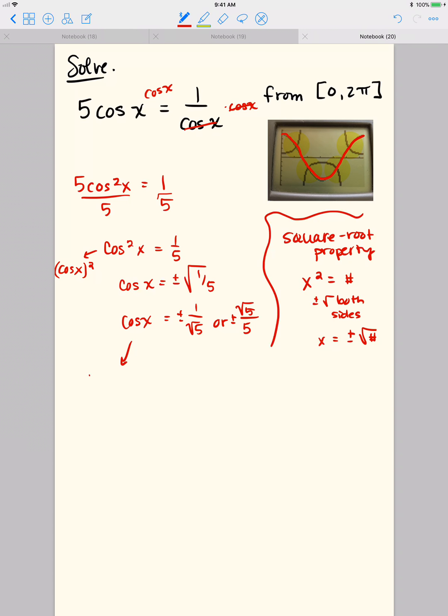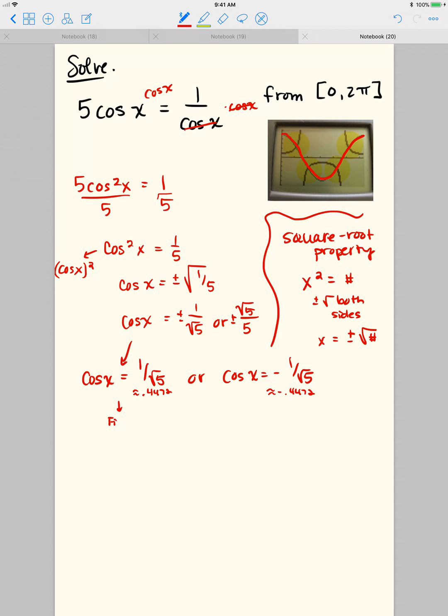But what it does present is two separate parts. I have that the cosine of x is a positive 1 over square root of 5, or I have that the cosine of x is a negative 1 over the square root of 5. And so each of those are going to give me two solutions, because there's two places on the graph where the cosine is positive. There's two places that match each other where the cosine is negative. Let's see, 1 over square root of 5. Again, this is like approximately 0.4472, or approximately negative 0.4472. So that's our cosine values, and we're trying to find x, the angle that makes that true.